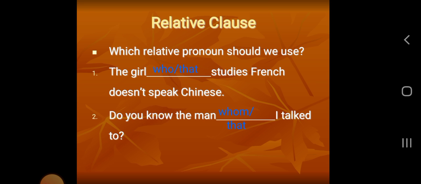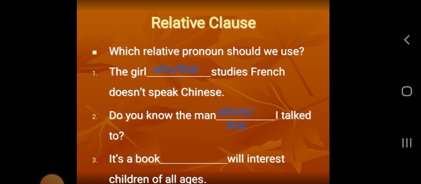Okay. Whom or that? Do you know the man whom or that I talked to? It is a book blank will interest children of all ages. Try it. Okay, the answer is which or that.